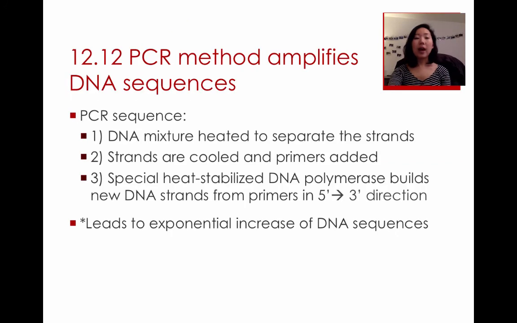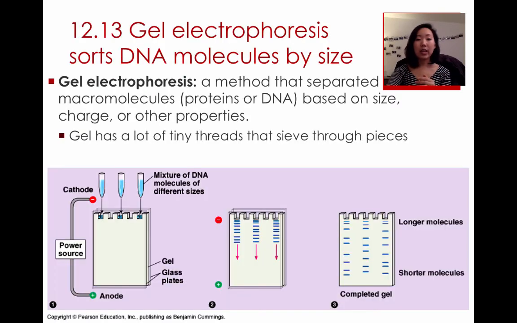Okay, so after we've created a lot of copies of our DNA, remember what we need to do now is separate these different sequences of DNA so we can analyze who is who. So we're going to use a technique called gel electrophoresis. This is a method that separates any kind of macromolecules. You can use it for mostly proteins or DNA, and you separate based on size, charge, or some other property. So it's just a tool to separate our DNA fragments.